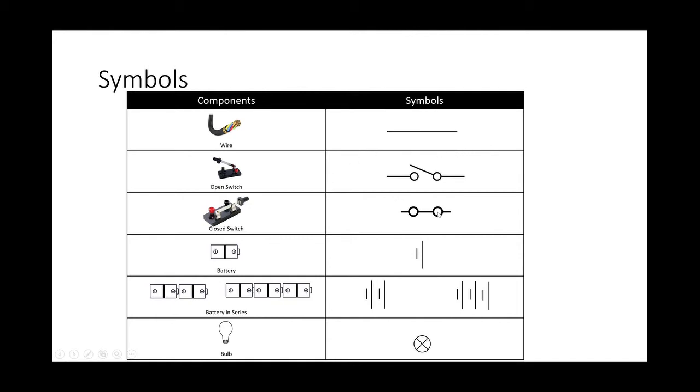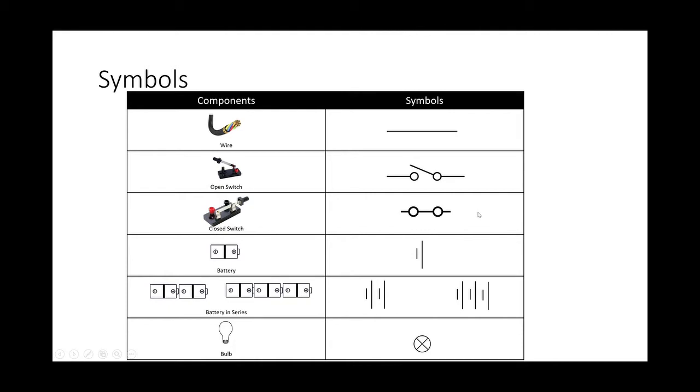Switches are represented with two circles, as you can see. If it's a closed switch, just like the picture, the switch is closed, which allows the electricity to flow through to light up the bulb in the circuit, since it's a connector. So it will be like this. If it's an open switch, that means you're switching off the light, then it will be an open gap like this.